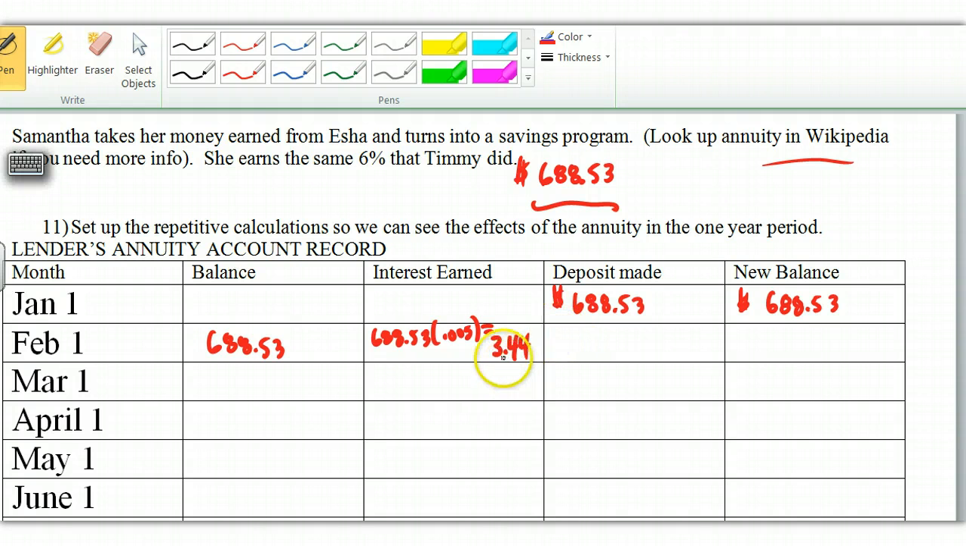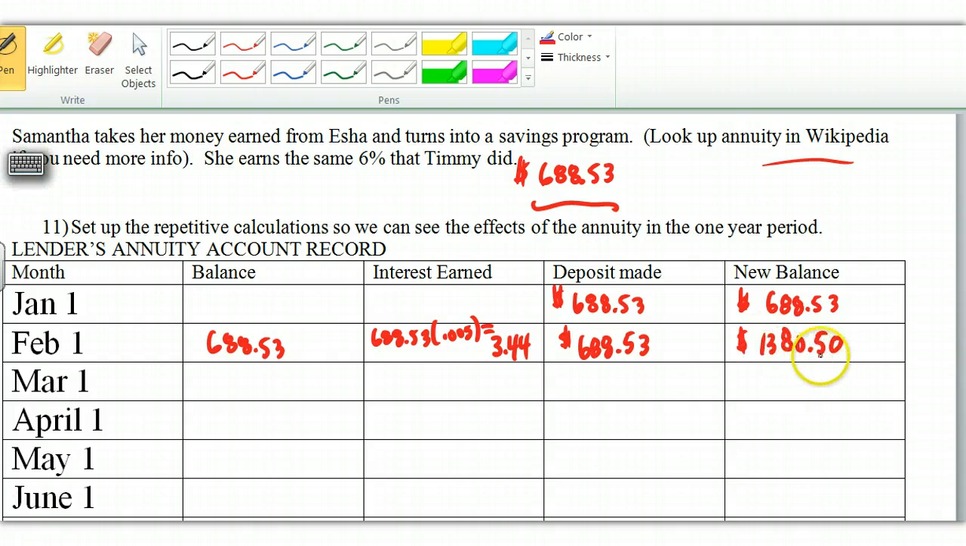is going to be $3.44. And so all in, what I'm going to do is then make another deposit, 688.53 every month, coming out of my paycheck straight away. That's the best way to do it. I'm starting to feel like I'm sounding like Suze Orman. So what happens is that I had a previous balance of 688.53. I was paid some interest, $3.44, and then I made another deposit. So now my new balance is going to be all three of those numbers together.